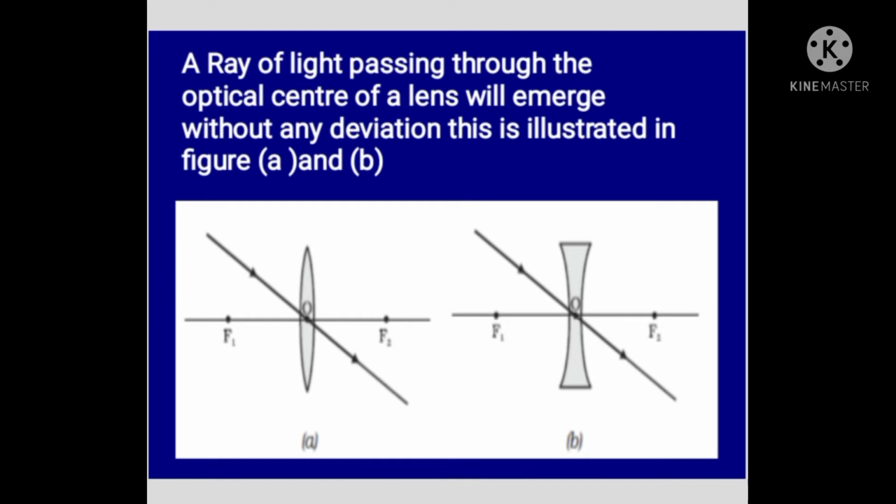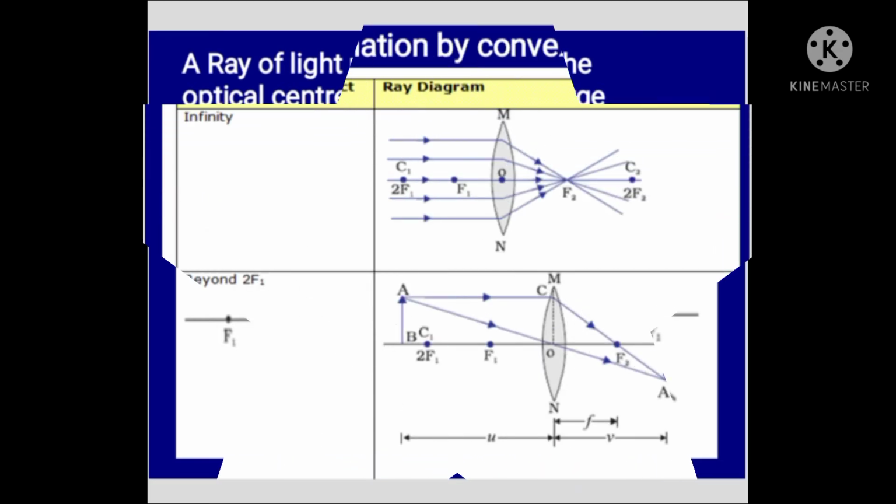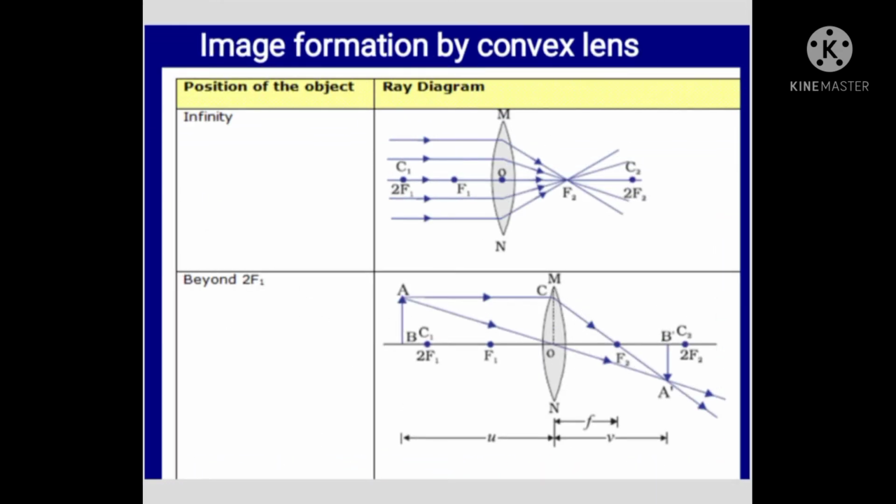Consider our third case. A ray of light passing through the optical center of a lens will emerge without any deviation. This is illustrated in the given figure. Our next topic is image formed by a convex lens.